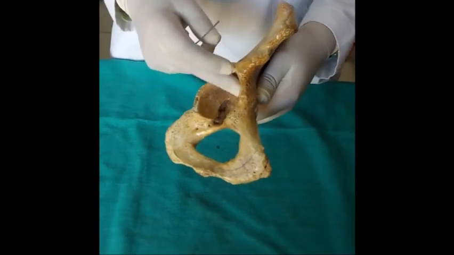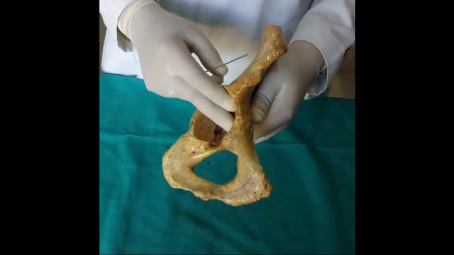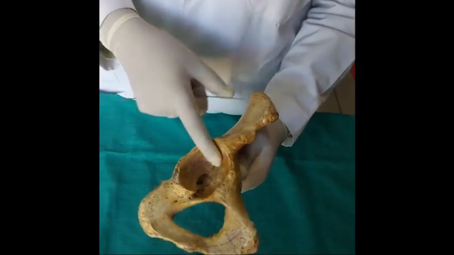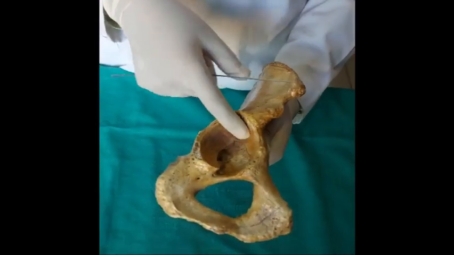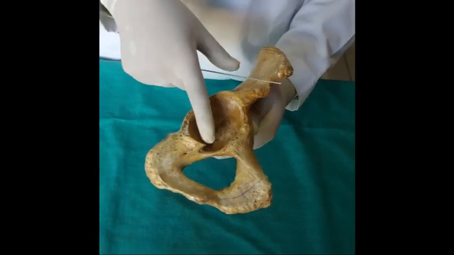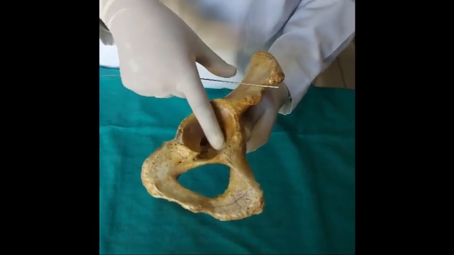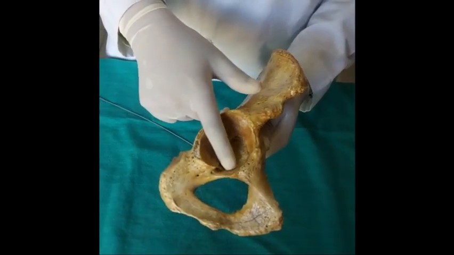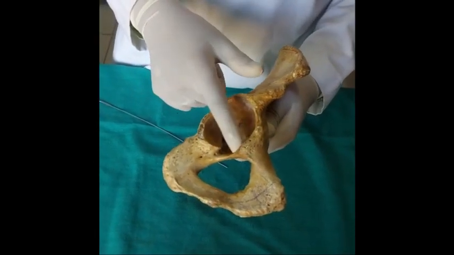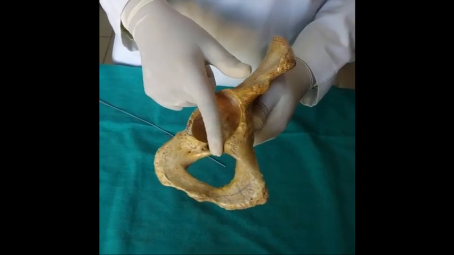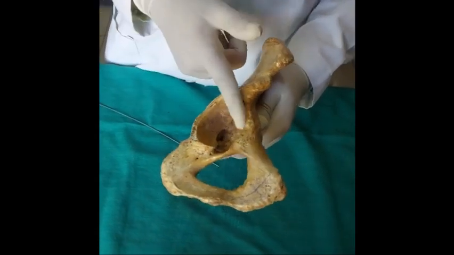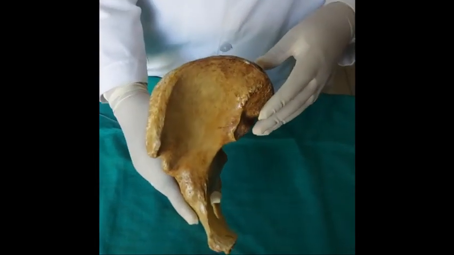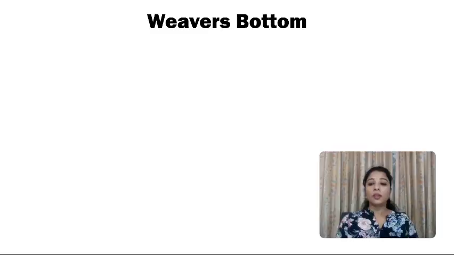The acetabulum receives the head of the femur to form the hip joint, and presents a horseshoe articular surface, also called the lunate surface, and the non-articular central part. The acetabular fossa is filled with a pad of fat, and the lunate surface is covered by hyaline cartilage. So, this completes the attachments and features of the hip bone.